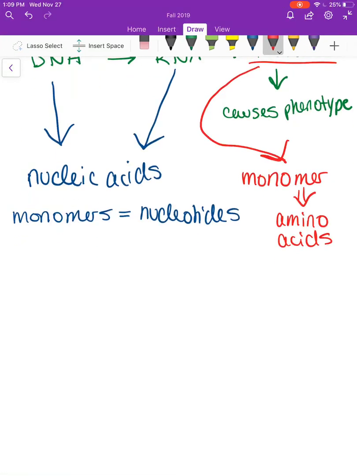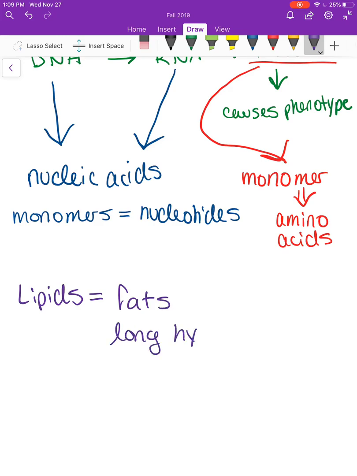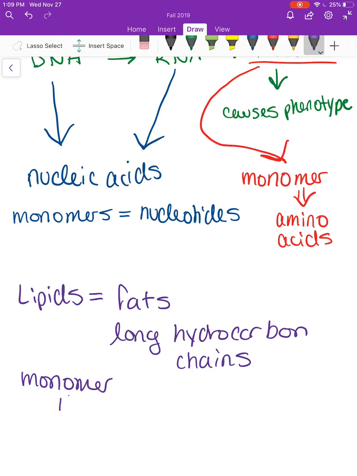Okay. You also have two other types of macromolecules. You also have lipids. Lipids are fats. They are long hydrocarbon chains. And if you were to be asked what is the monomer of a lipid, well, that's just a fatty acid chain.